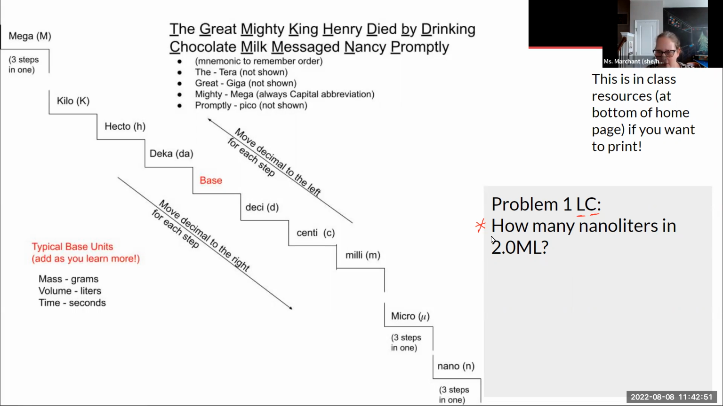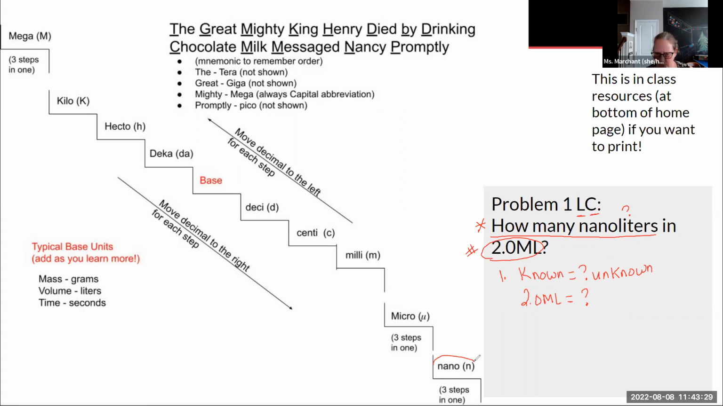So how many nanoliters are in 2.0 capital M capital L? That is the question. That is the number. Okay. So step one, whenever we're doing these things: known equals question mark unknown. And that is just reorganizing the word problem to make it simpler for you to look at. The known is the number. 2.0 megaliters is equal to how many nanoliters?